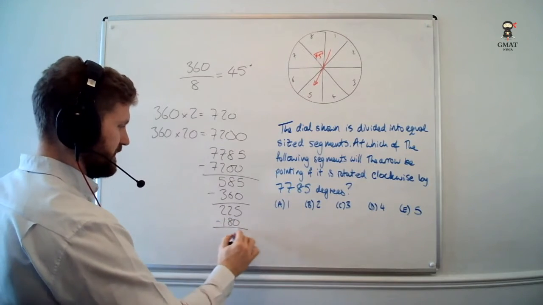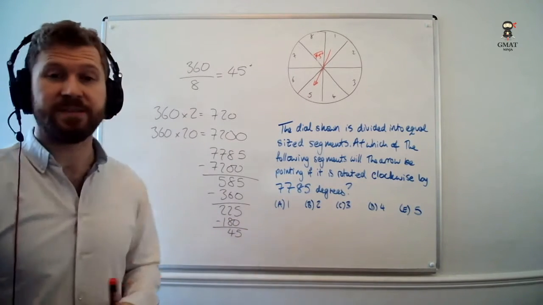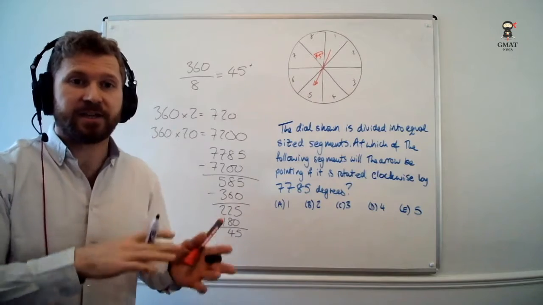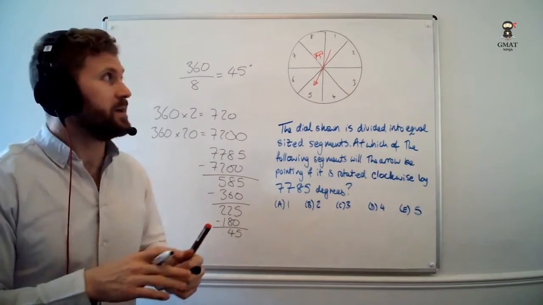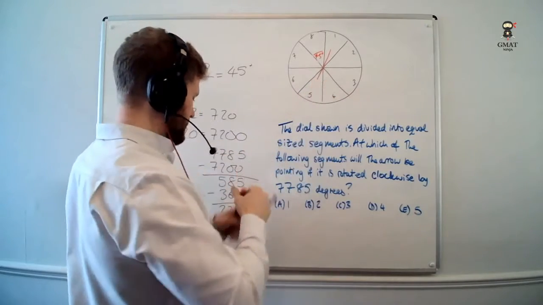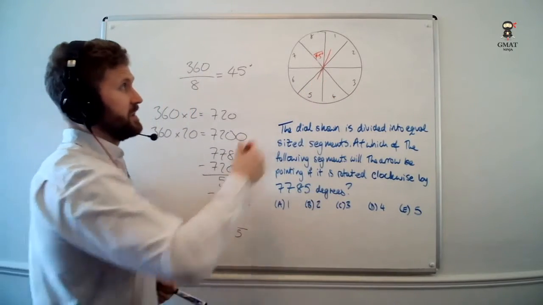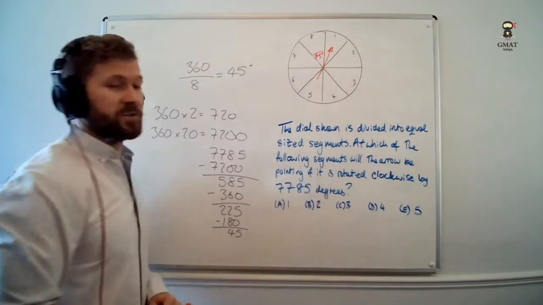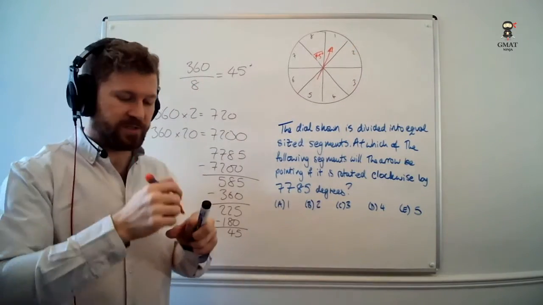So take away another 180 degrees. I've got 45 degrees left to deal with. Each section is 45 degrees. So if I had the arrow, we've moved it. We're down at this final stage. I've got to move it 45 more degrees. It's now pointing towards the 1.